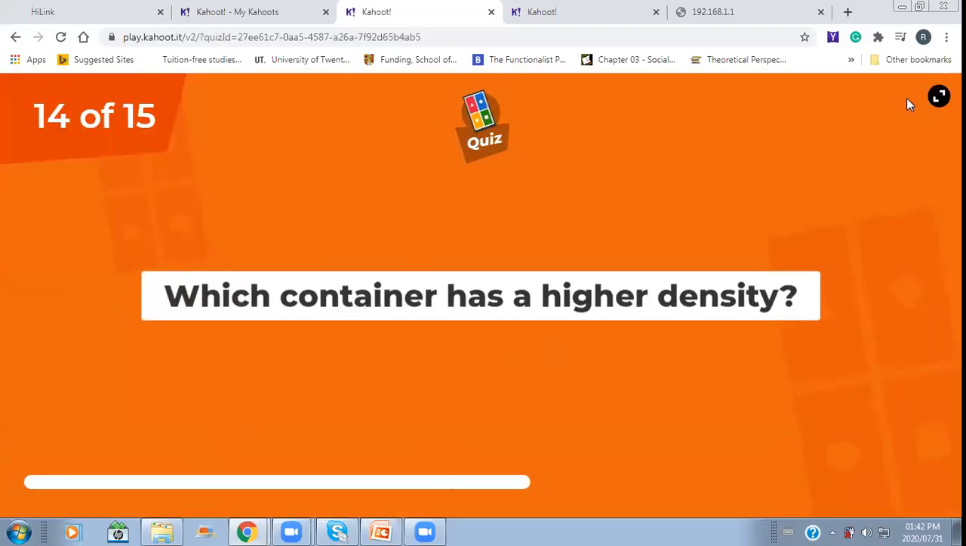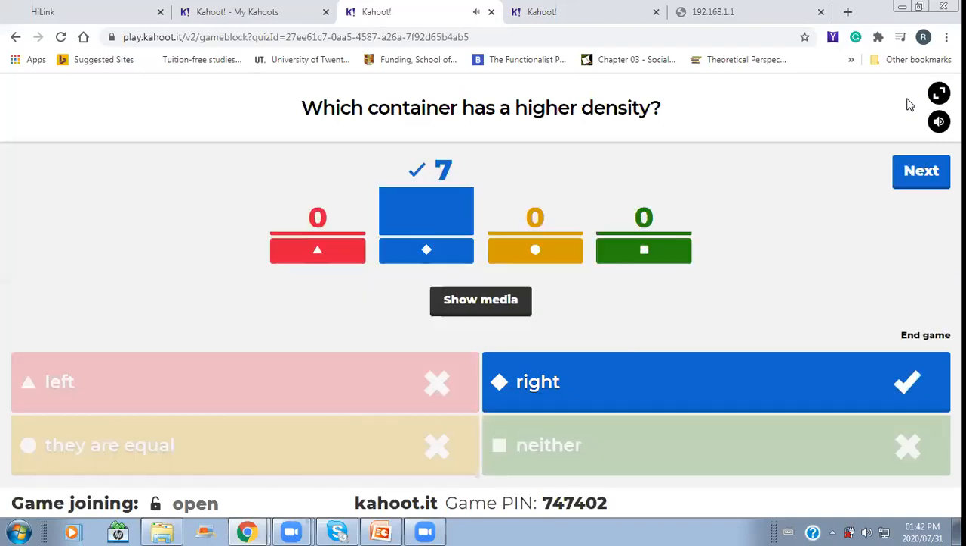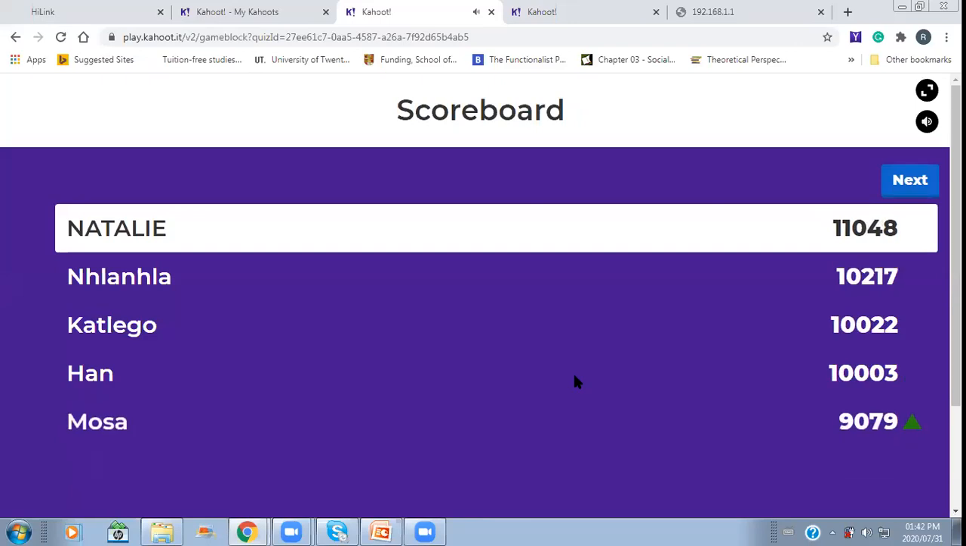Which container has a higher density? Look at them very well. Perfect. The one on the right hand side. So let's see. The fight was between Natalie and Atlanta, as well as Catlejo, Han, and Musa. All your marks are very, very high. That's good.